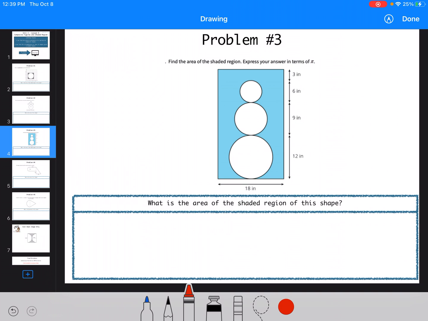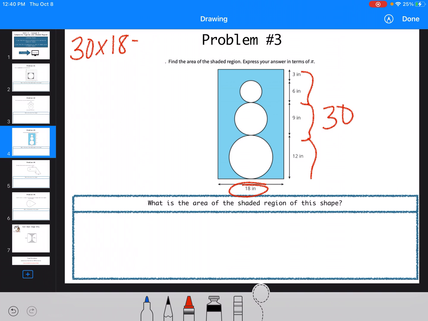All right, for this one, they want to know the area of the shaded region. So the first thing I'm going to do is figure out the area of the rectangle. So that's 9, 18, 30. Okay, so 30 times 18 is going to give me 540. And it'll be inches squared.